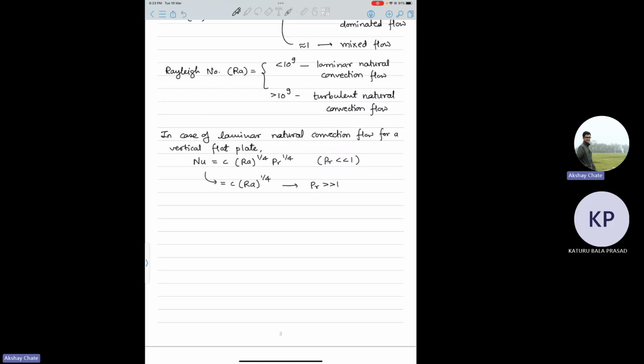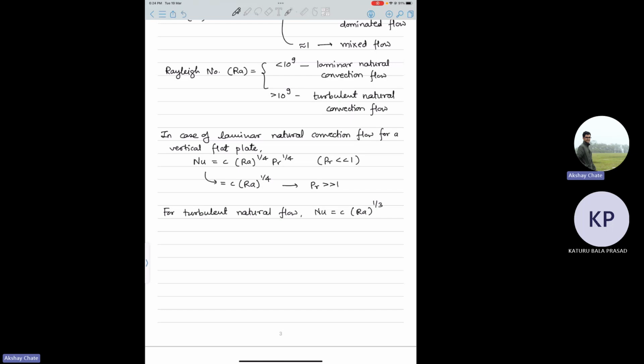And for turbulent natural flow, typically your Nusselt number scales as Rayleigh number power 1 by 3. For turbulent flow it's not that straightforward to do the scaling, but you can assume typically a 1/3 power variation.